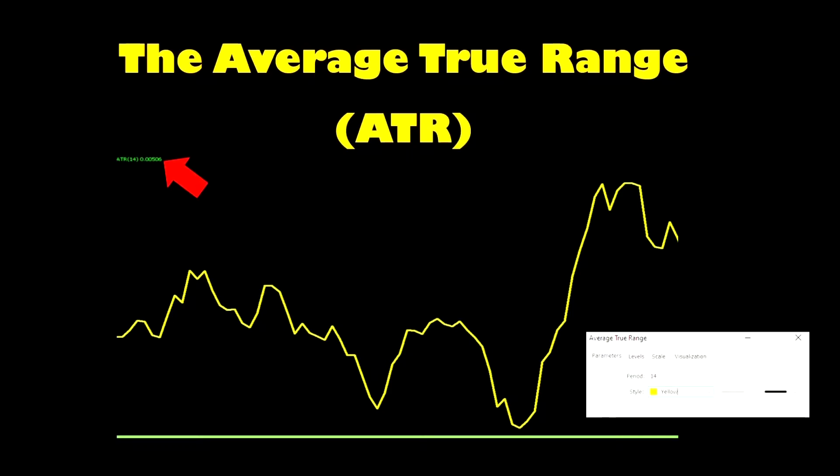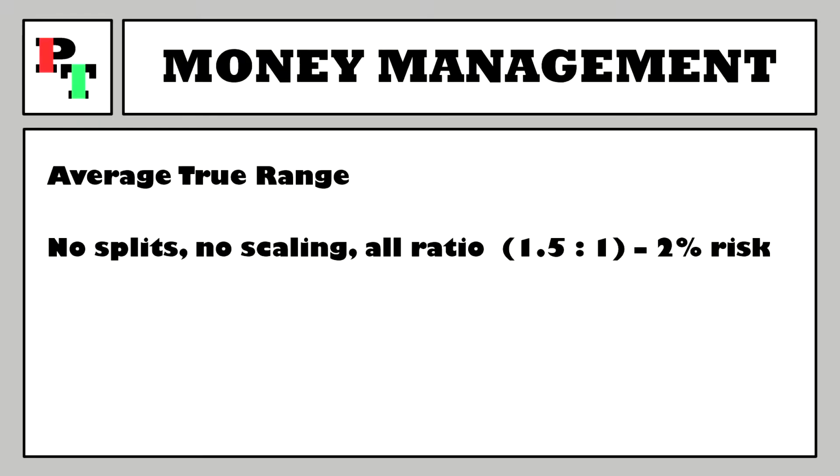We are leaving out splits of our trades, leaving out scaling. We are going all in on ratio. It's going to be 1.5 times ATR take profit value with a 1 times ATR stop loss. This is all just a 2% risk of our capital on each trade, so we're never going to be melting down from losses.